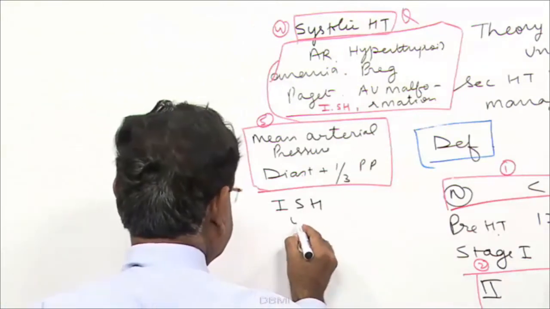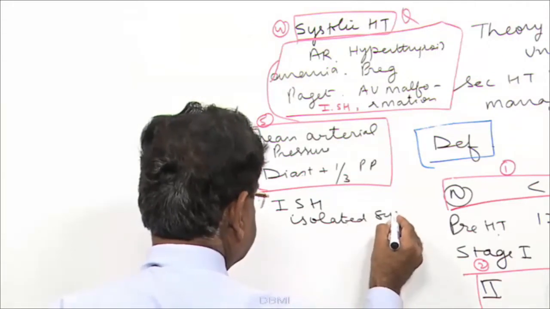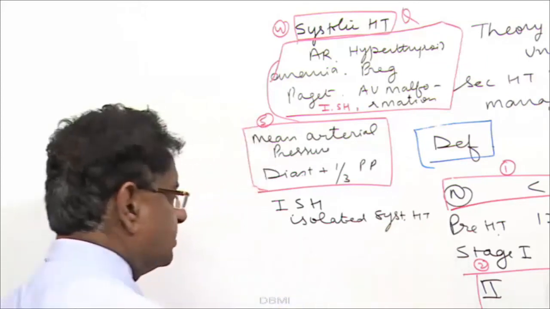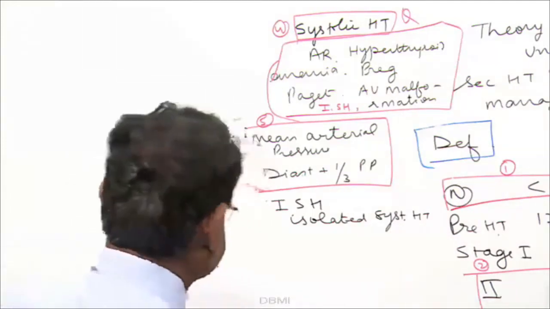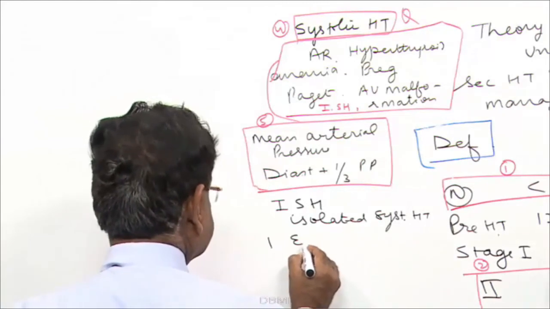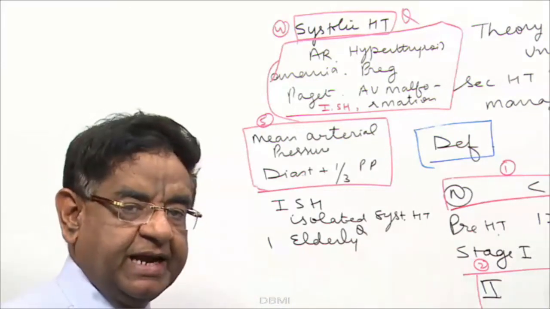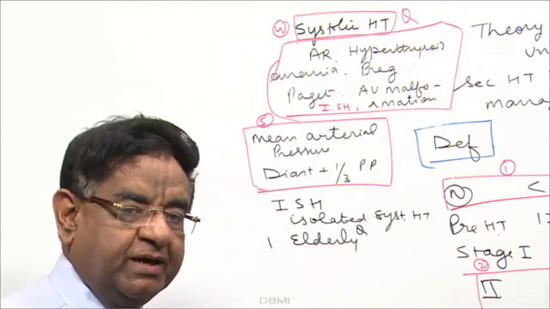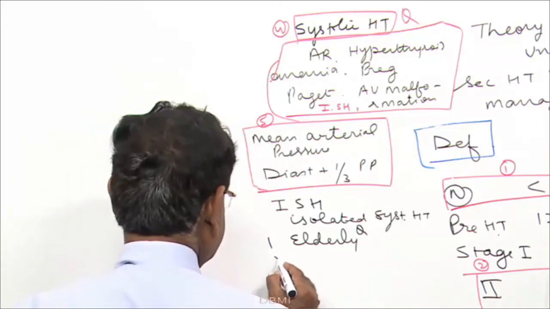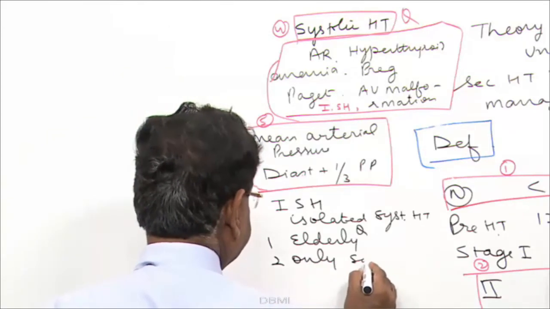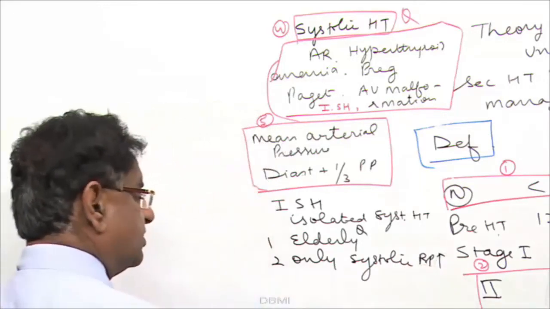This stands for isolated systolic hypertension. Now what is this? First of all, it is seen in, number one, the elderly person. It is a separate MCQ, very frequently asked. It is seen in the elderly person. It means, suppose a young man of 20 years comes to you and you make an ISH diagnosis, that is the wrong diagnosis. And in this, only systolic BP is high, that means diastolic is normal.